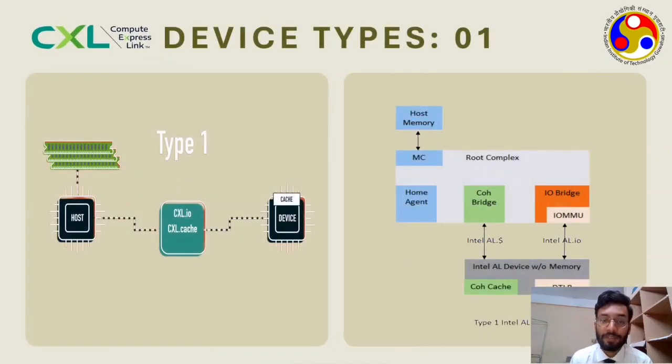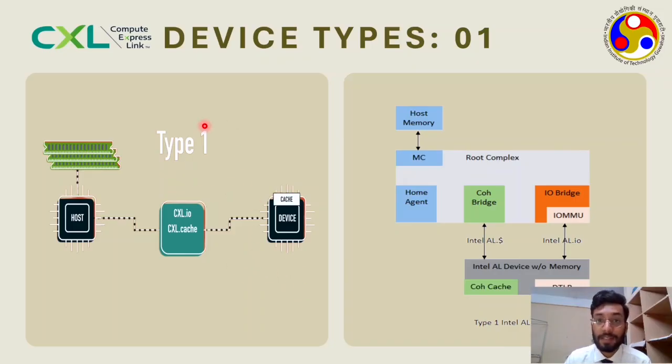Looking at the types of devices specified by the CXL specification, there are three types. All three types have something in common, which is the CXL.io protocol. The CXL specification has specified three protocols, namely CXL.io, CXL.cache, and CXL.mem. All three device types have the CXL.io protocol, which under the hood is based on the PCI Express 5.0 protocol. That's why it is used for initialization and the real data transfer.